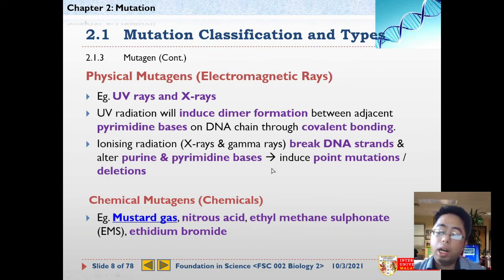And then you also have ionizing radiation. Ionizing radiation is radiation from something that can ionize, meaning that it is high energy. It is so high energy that it can break the DNA strands and alter purine and pyrimidine bases, and this will cause point mutations or deletion. The difference is that physical mutagens are from energy, electromagnetic rays like UV and X-ray. Chemical mutagens are from a chemical reaction, not energy. Any chemical that can cause mutation is called a chemical mutagen: mustard gas, nitric acid, ethyl methanesulfonate (EMS), or ethidium bromide.